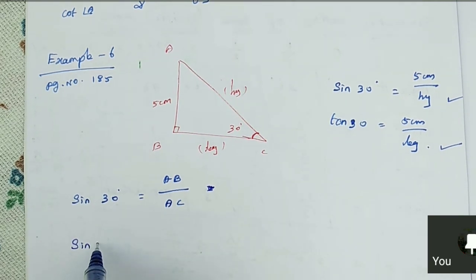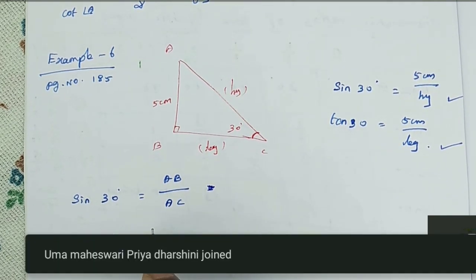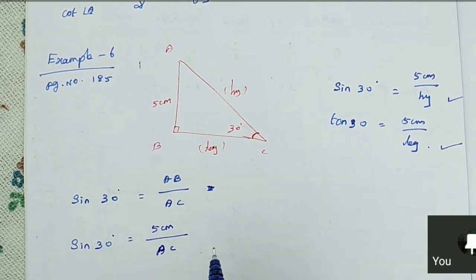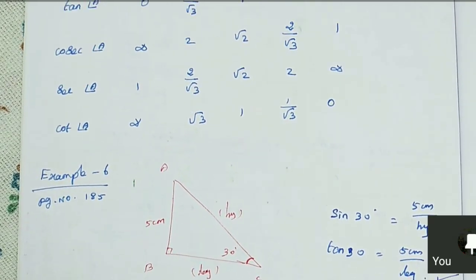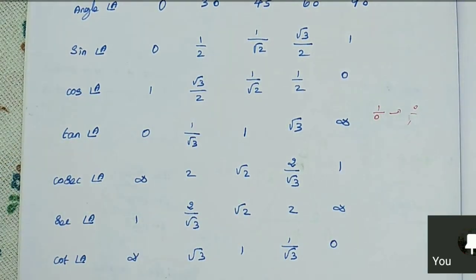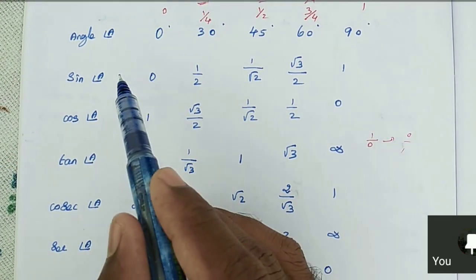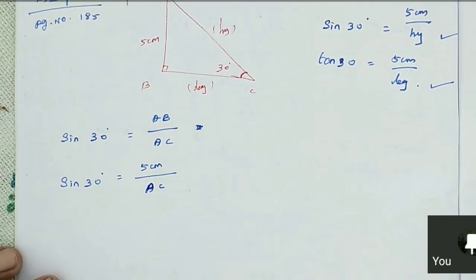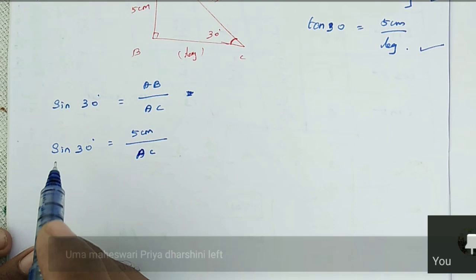So sine 30 is equal to 5 centimeter by AC. We can keep AC alone. We need to find the hypotenuse. We don't know it. Now, you can tell me, sine 30 degree, what is the value? 1 by 2. So instead of sine 30, you can substitute the value 1 by 2.